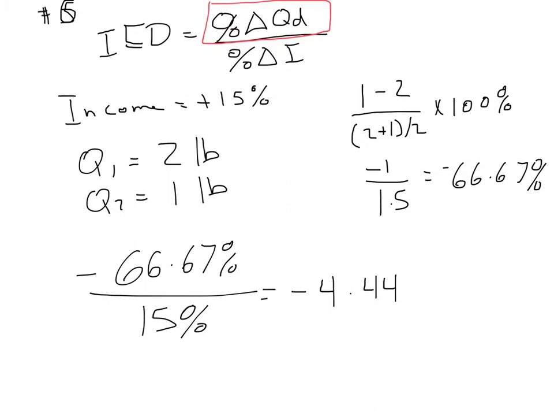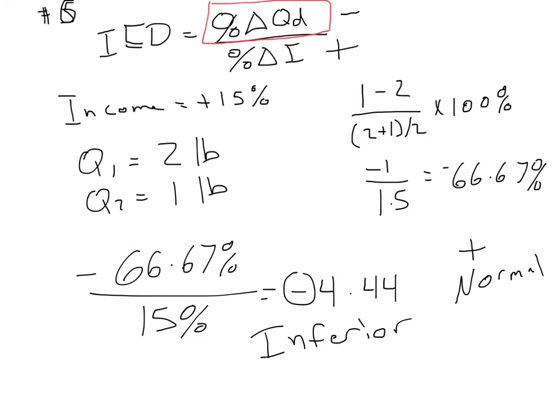What type of a good is bologna? If you stop and think about that, since income is increasing and quantity is decreasing, we said that when income goes up and quantity demanded goes down, that would be an inferior good. So when it's a negative, that means one's going up, the other one's going down. It's an inferior good. If income elasticity of demand is positive, then we would say it's a normal good.